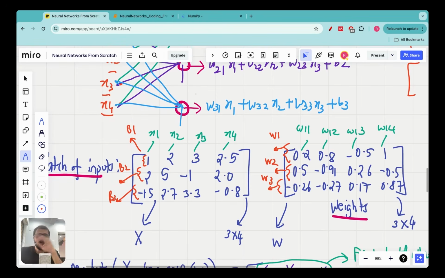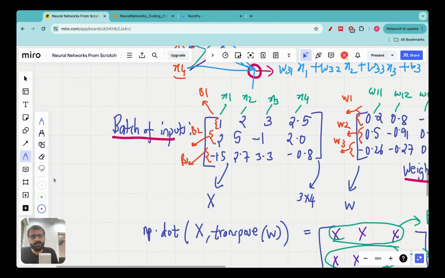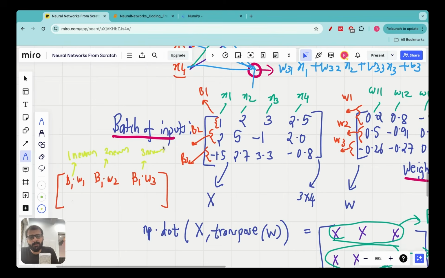Now, what we want to do is first let's focus on only the first batch, which means only the first row. I want to multiply this with the weights of the first neuron. So I want to take a dot product between B1 and W1. That will give me the output of the first neuron for the first batch. Then I want to take a dot product of B1 and W2. And then I want to take a dot product of B1 and W3. So I'm currently just looking at the first batch. This will be the output of the first neuron, this will be the output of the second neuron, and this will be the output of the third neuron.